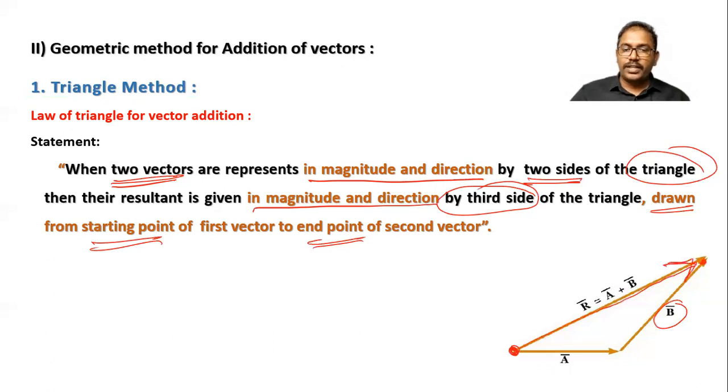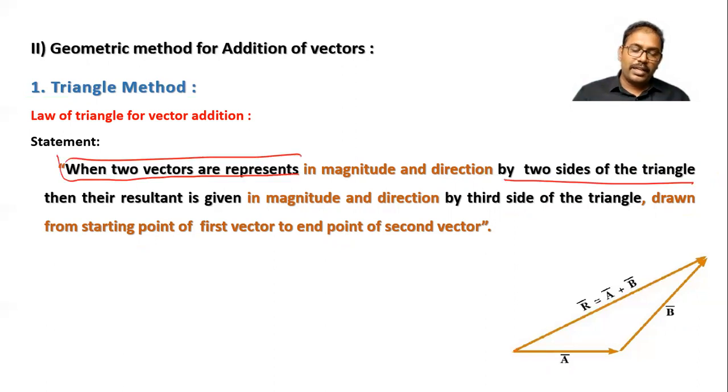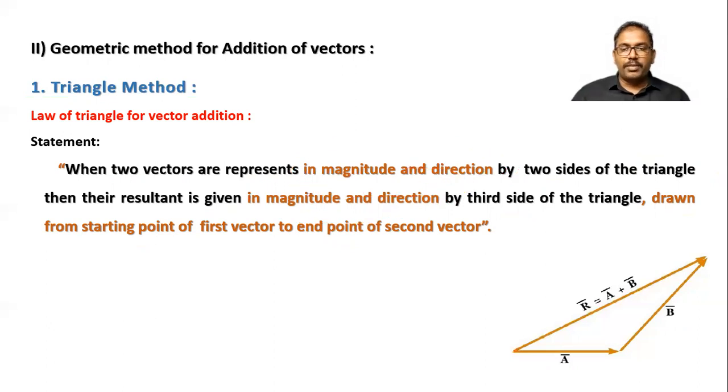Starting point of first vector to the end point of second vector. Now you can read this statement without this red line. So if two vectors are represented by two sides of a triangle, then their resultant is given by the third side of the triangle. But the only thing is, here we inserted the words in magnitude and direction. So I hope everyone understood this law of triangle method. You can remember the statement very easily.